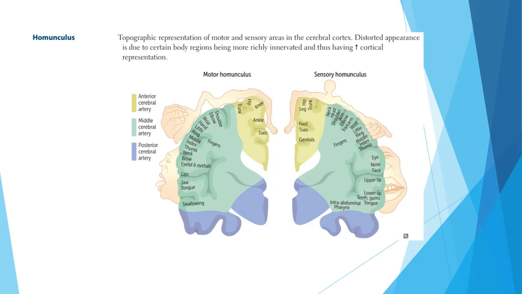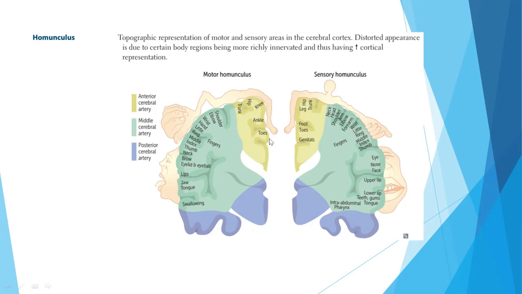cortical representation. You can see the area in green is supplied by the anterior cerebral artery. This is the middle cerebral artery, and this color is the posterior cerebral artery. Now we can see that the anterior cerebral artery supplies the hip, knee, ankle, toes, and some part of the trunk.